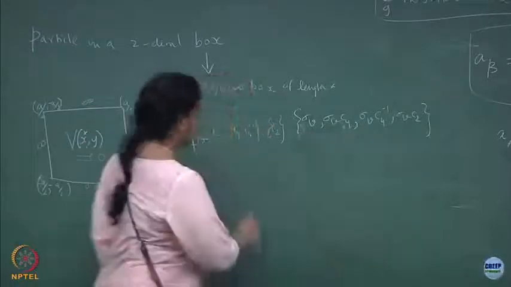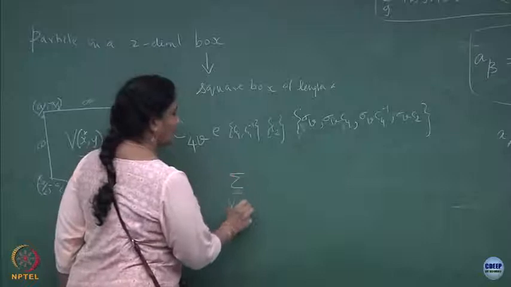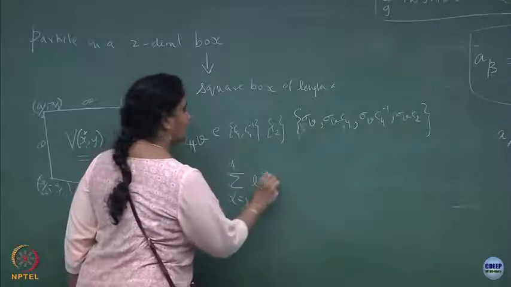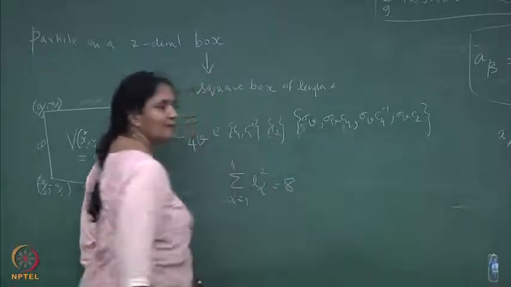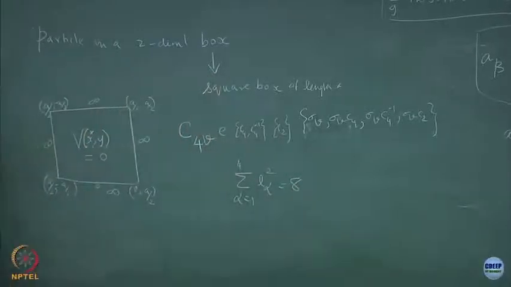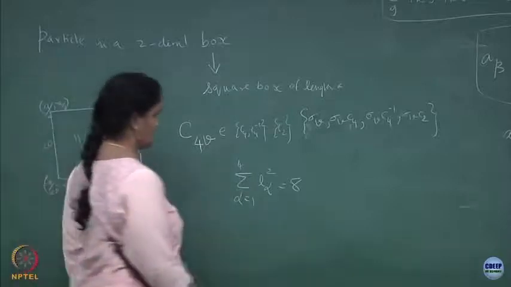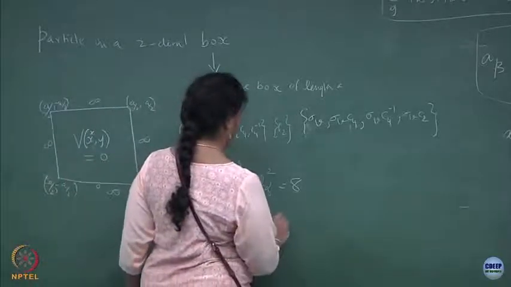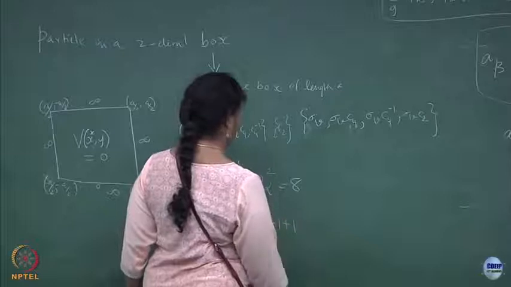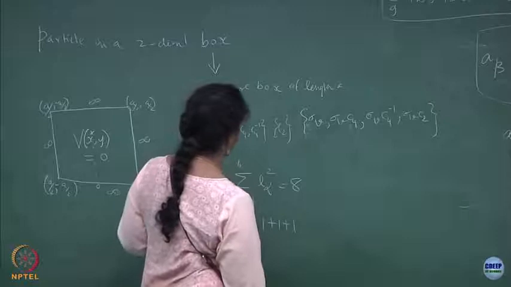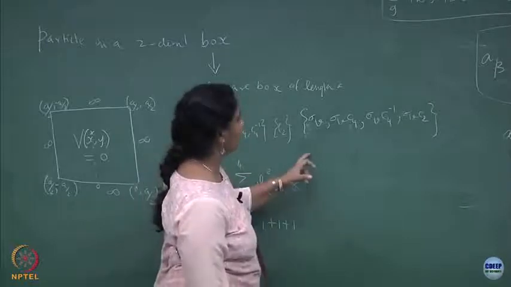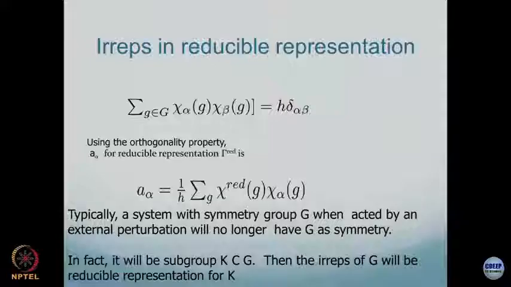So, you can write summation over alpha 1 to 4 L alpha squared to be 8. What are the dimensions possible? Someone can help me out? Is there 4 classes or have I said anything wrong? Anyway, so you try it out. We'll discuss this, but this is the way to go about it.